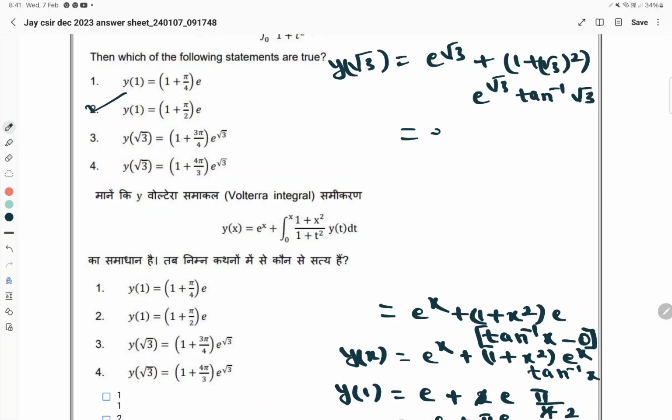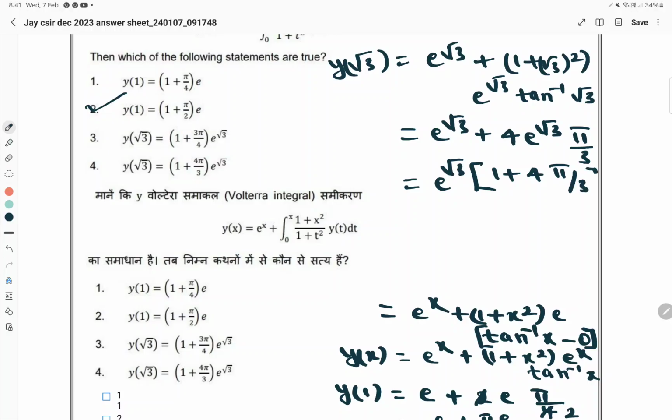Which is equivalent to e power root 3 plus (1 plus root 3 square), and 1 plus root 3 square means 1 plus 3, it is 4, times e power root 3. Tan inverse of root 3: tan 60 is root 3, therefore it becomes pi by 3. I am taking e power root 3 outside. Answer is 1 plus 4 pi by 3. Fourth option is the correct option for this problem.